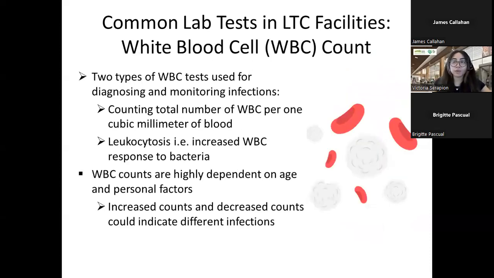White blood cell count is a common test also in long-term care facilities, as it indicates different infections based on your age and other comorbidities. The two types of white blood cell tests include counting for the total number of white blood cells per 1 cubic millimeter of blood, and white blood cell differential count measure for each type of white blood cell count in the blood. So leukocytosis, for example, means lots of white blood cells, and this is indicative of a bacterial infection.